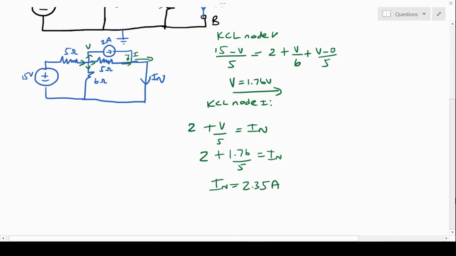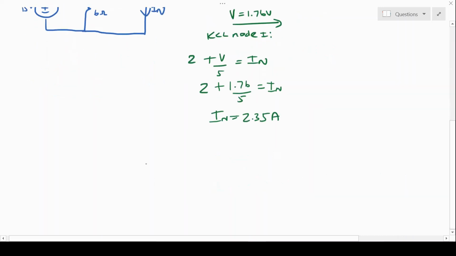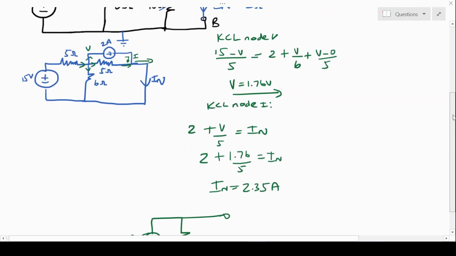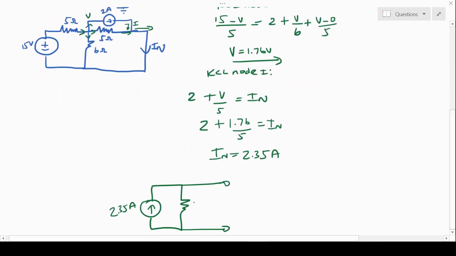And eventually, the final diagram that we should be drawing out is going to be a diagram that's going to have a current value of 2.35 amps. It's going to have our resistance that we've calculated from the previous circuit, which is RTH, and the open circuit where the load would have been connected.